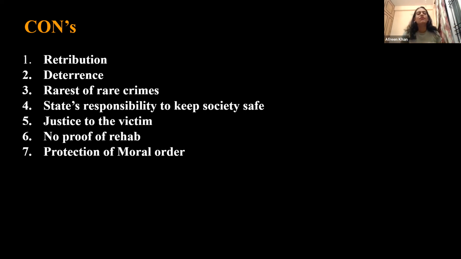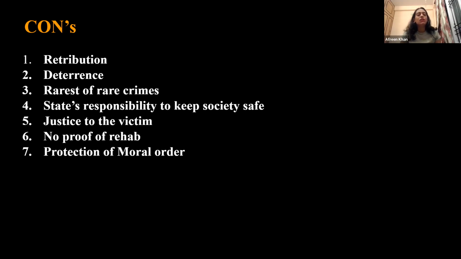So we need to take care of such kind of situations, and therefore when you abolish it, the rarest of the rare atrocities that have been done to a victim are going to be extremely ignored. Next is the state's responsibility to keep society safe. You're supposed to keep the society away from the bad elements, the antisocial elements that are present in the society. You can get them out of the society so that the society is safe.